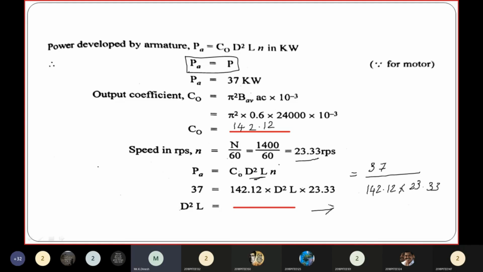So what do you get for D square L? 0.011159. Yes, sir. Okay, we can take it as 0.0111. So naming the expression as 1.